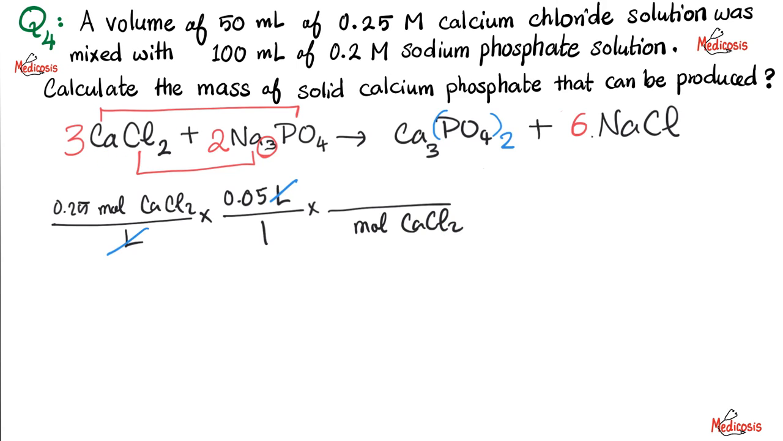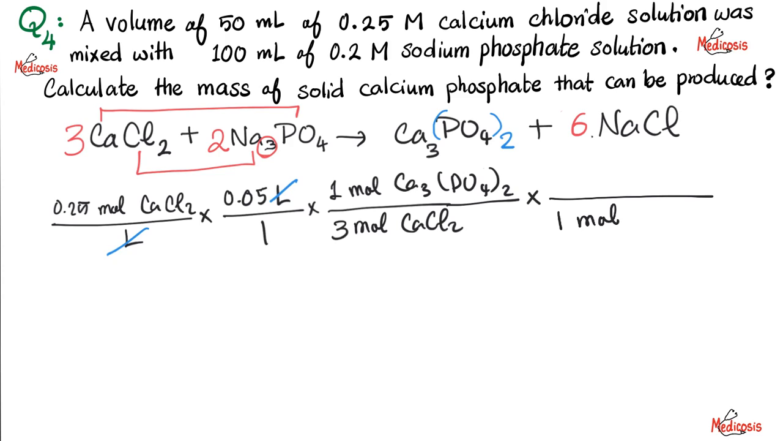Calcium chloride here is found 3 times, and what are you aiming at? Calcium phosphate. It's only 1 mole of Ca3(PO4)2. And then you multiply by what? I'm trying to find the mass. Oh, you're trying to find the mass of Ca3(PO4)2 that will be produced. That's correct. So therefore, I need the periodic table to tell me the molar mass of calcium phosphate, or Ca3(PO4)2. Let's go to the periodic table.